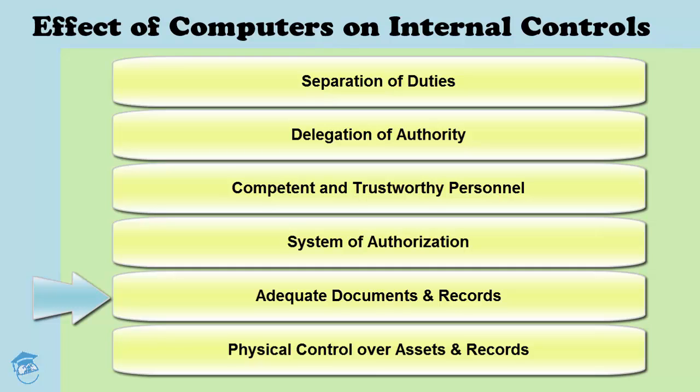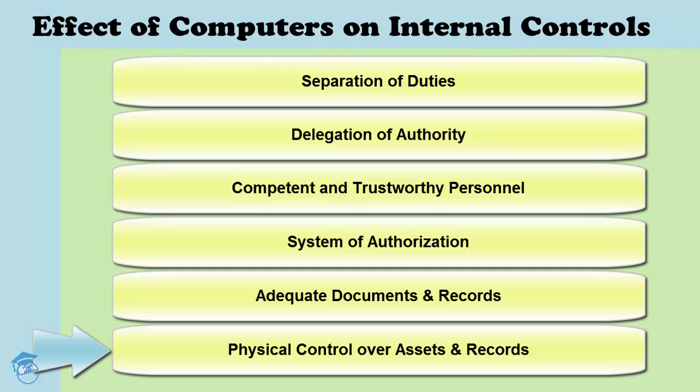In well-designed computer systems, the audit trails are even more extensive than those maintained in manual systems. Unfortunately, not all computer systems are well designed. This basically creates a serious control problem. Very serious. Then comes the physical control over assets and records. The physical access to assets and records is very critical, for both manual systems as well as computer systems.